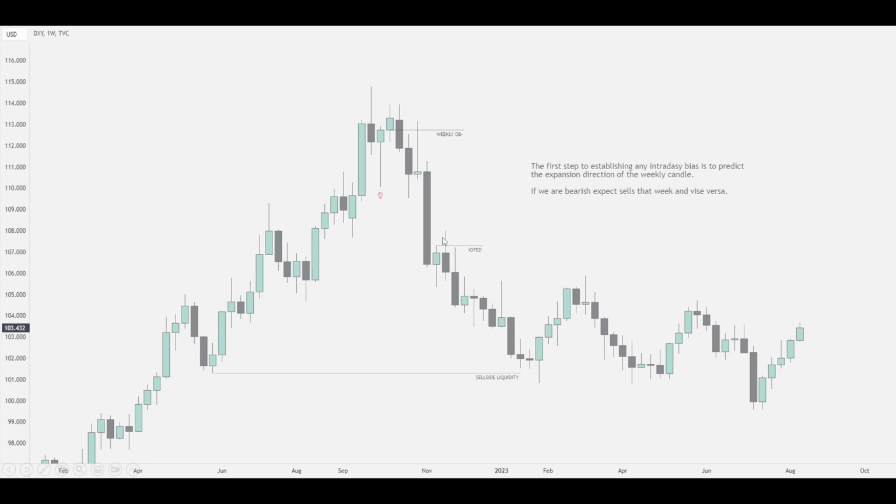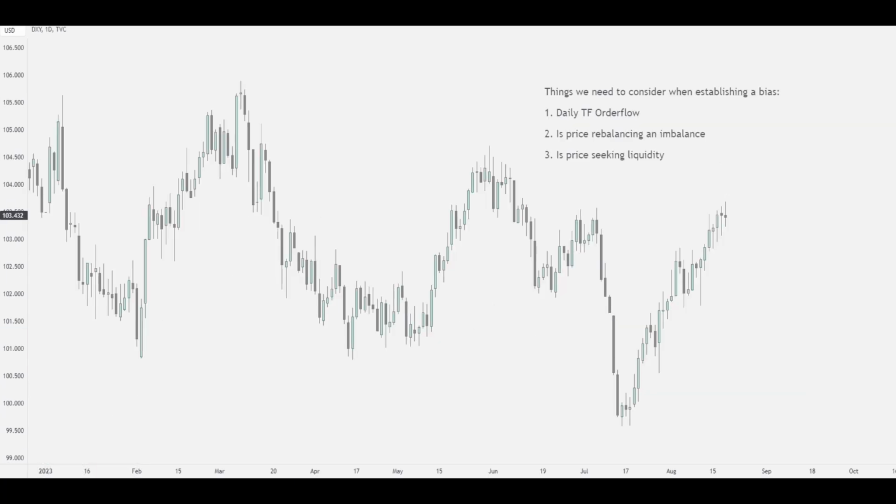So in this example, I just want to point out how when we break lows and then respect new premium arrays like we did here, and again once more and down towards liquidity, that tells us our order flow is bearish. We want to be trading in line with this order flow even on the daily chart. So drop down to the daily chart and point out three things we need to consider when establishing our bias.